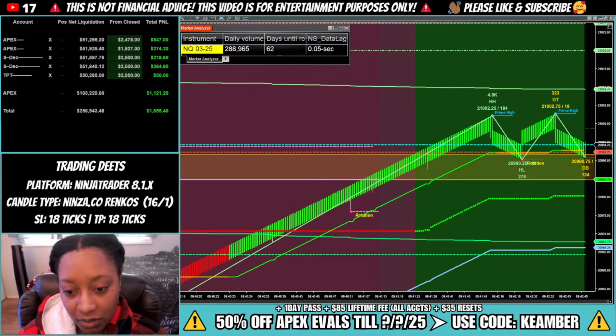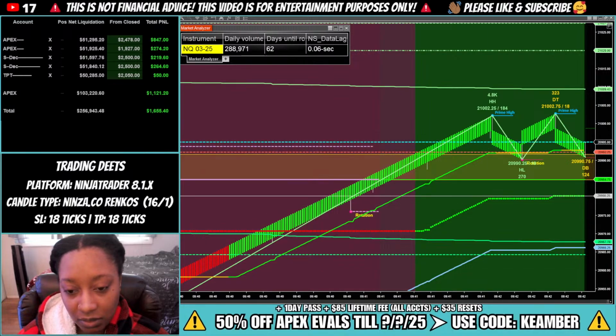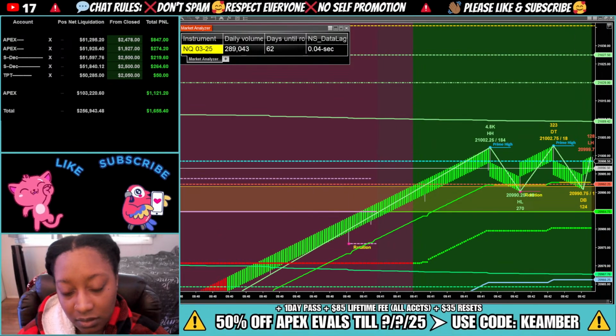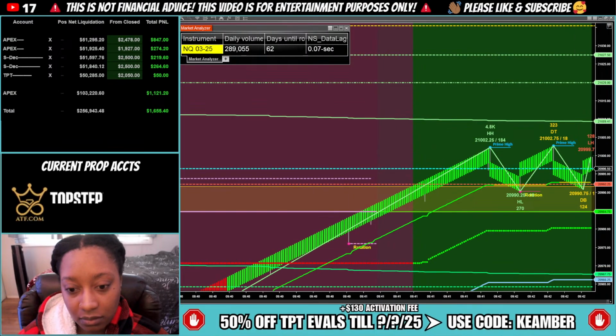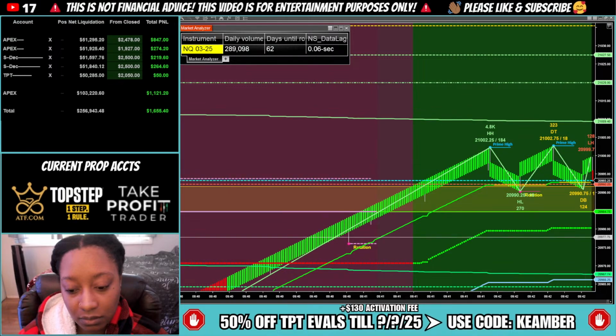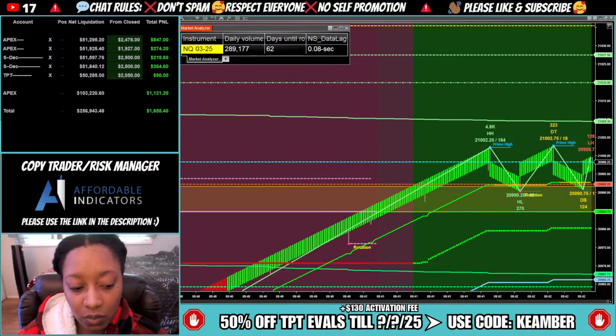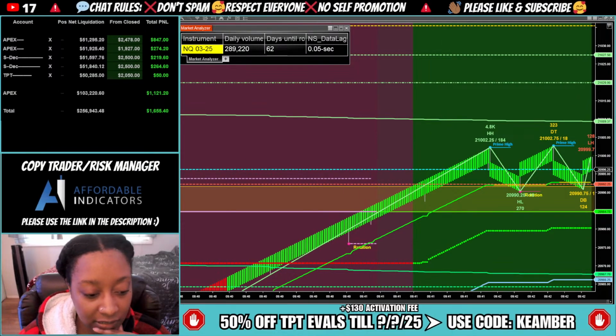Let's see what we're looking like. We did break the low, so this might be a pullback to continue the downtrend. Yeah, that is so weird. I'll make sure I save the logs though.